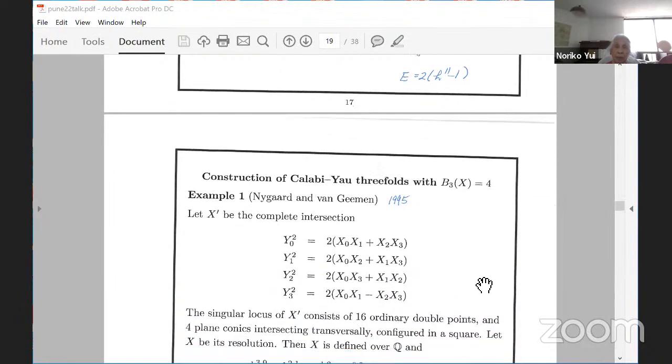So the construction with b3 equal 4, there are several examples. Chris may have constructed a lot more of this kind with b3 equal 4.